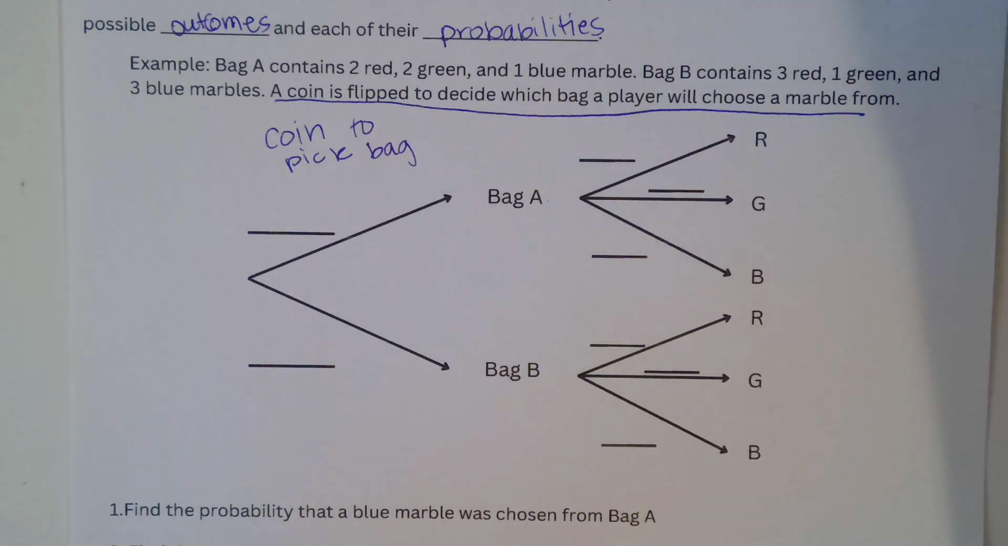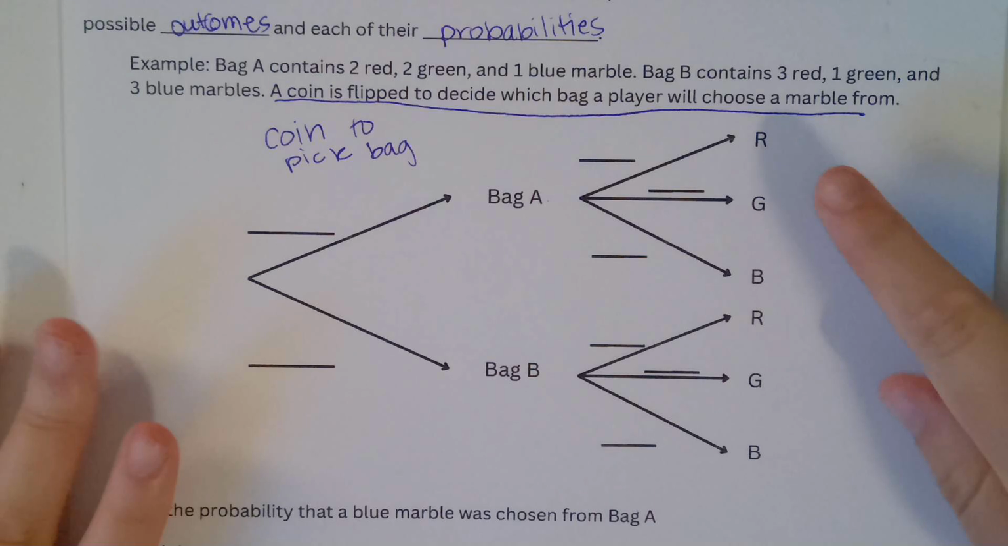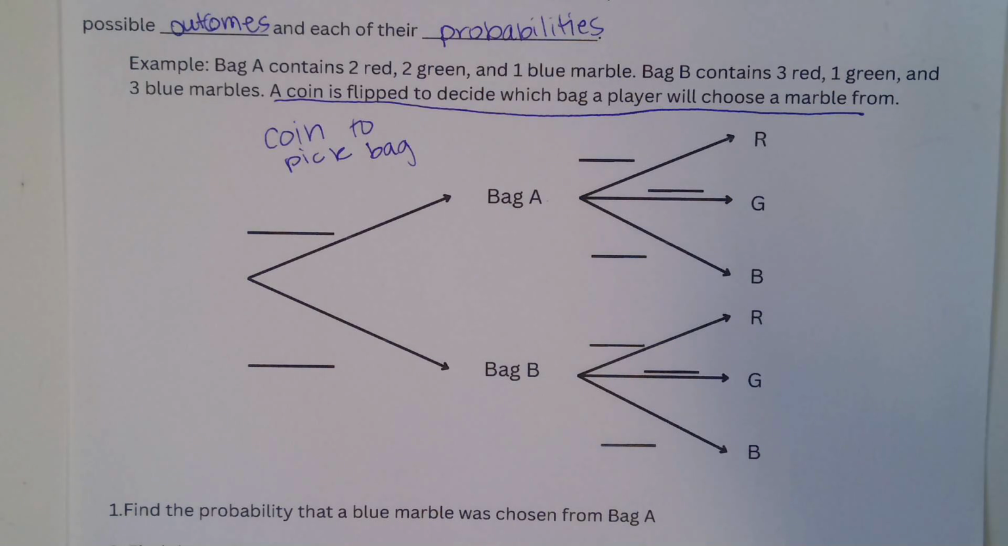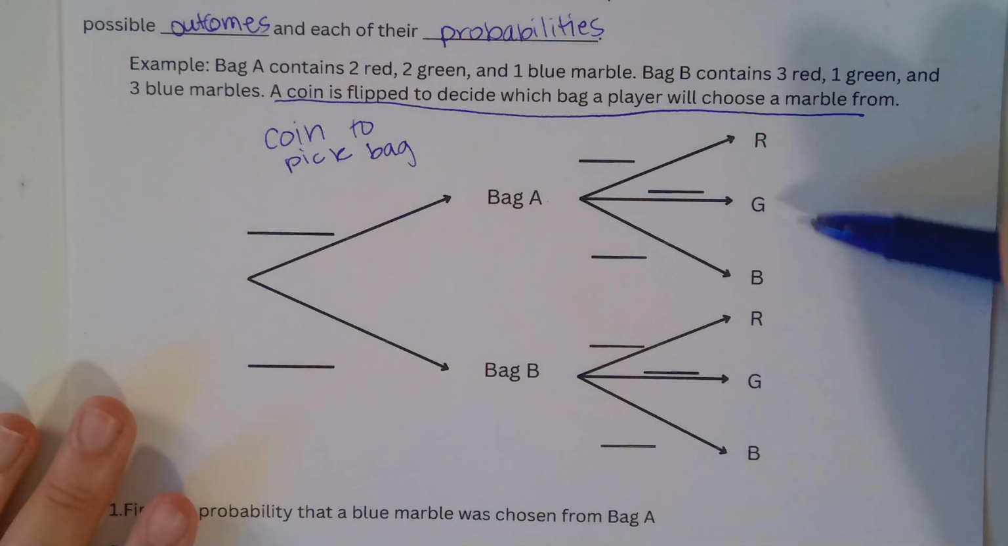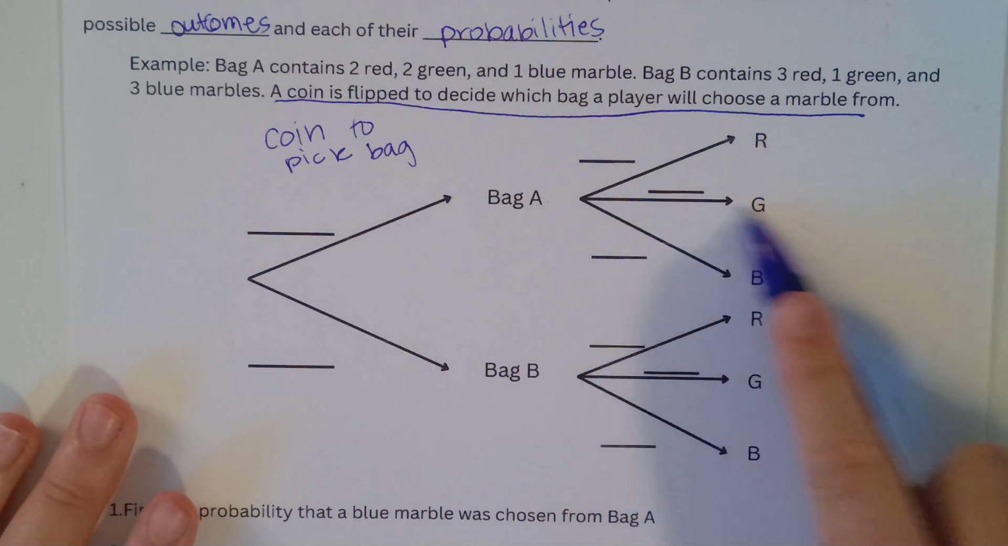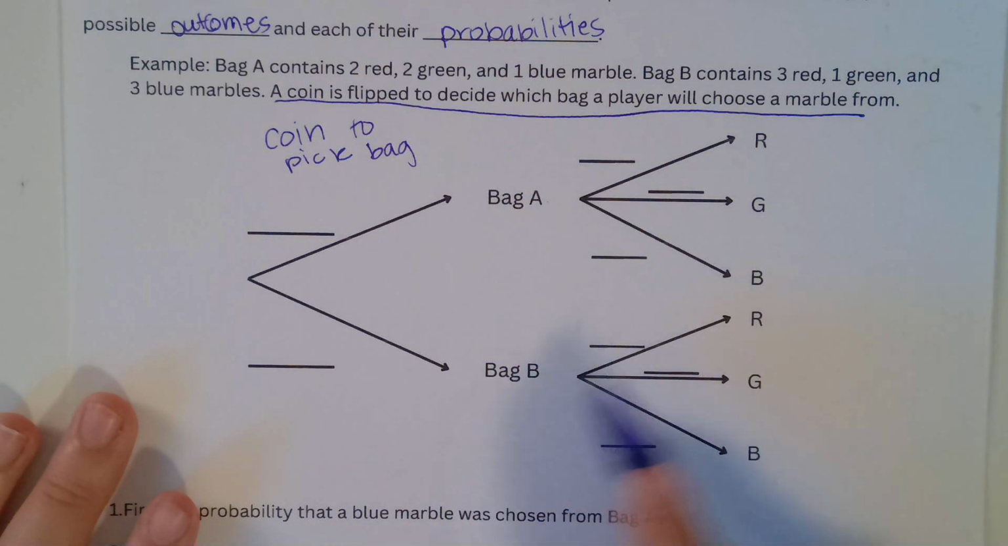After that, you're going to reach into one of these bags and pull out a marble. The potential marble you get is either a red marble, a green marble, or a blue marble, from either bag. Both bags have red, green, and blue marbles. So that's what this R, G, and B represent. If I pick bag A, then I'm picking a red, green, or blue marble. If I pick bag B, I'm picking a red, a green, or a blue.